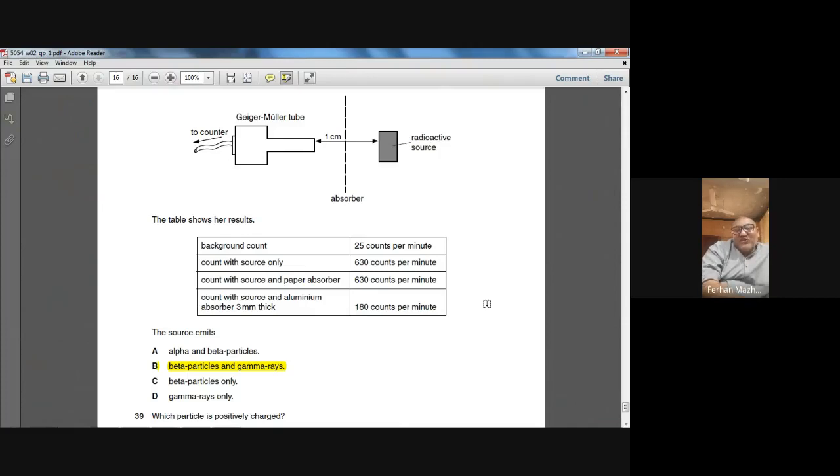Then what they did, they took aluminum foil and put it between the source and the detector. And the reading dropped. The reading became 180, from 230 to 180. You see, the beta particles are stopped by the aluminum foil. It means the beta particles are present. But the reading had not gone down to 25, the background. It means the gamma are also present, because the gamma can pass through the aluminum foil. So that's why we say the beta particles and the gamma rays are being given out. Yes.